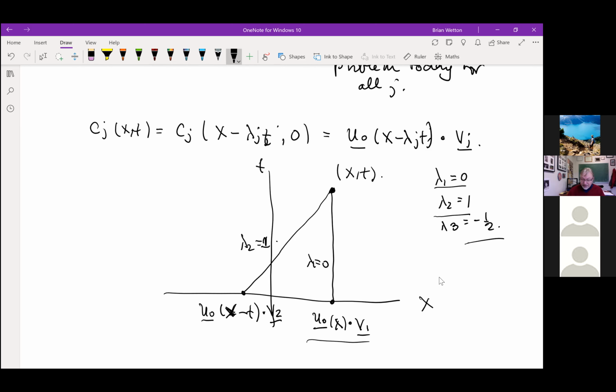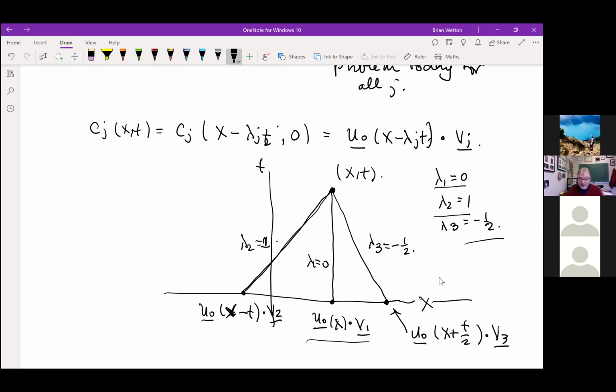Right, and then this last one, I've got basically two pieces of information about the solution at x and t. It's a 3-component problem, so I need another one. I'm going to get the third eigen component information on this line. And the initial data that I'll need will be u0 at x plus t over 2, and I'll need the V3 component of it.